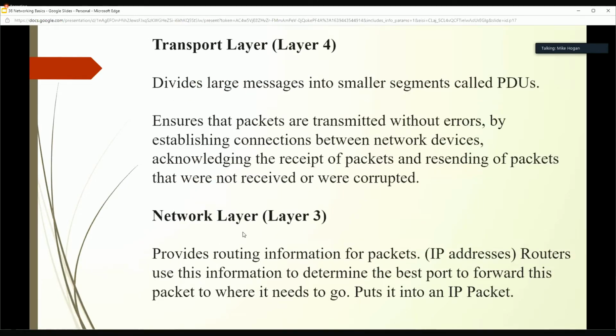Transport layer. It divides large messages into smaller segments called PDUs. Ensures the packets are transmitted without errors, so it does some of the error checking. Establishes connection between network devices, acknowledging the receipt of packets and resending of packets that are not received or corrupted.